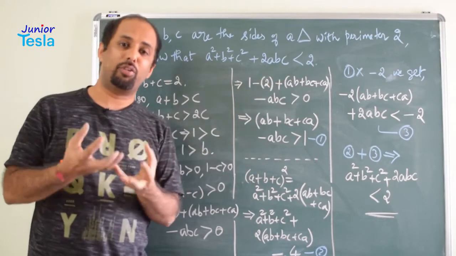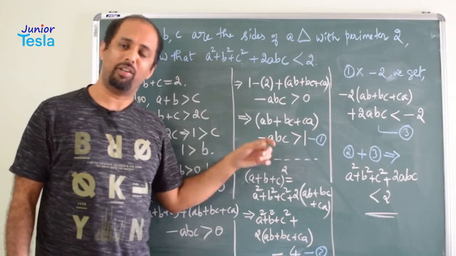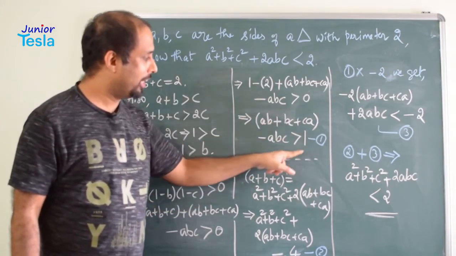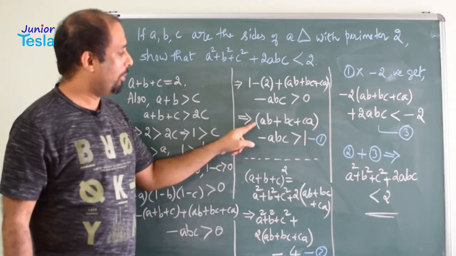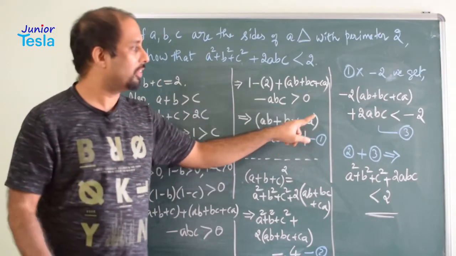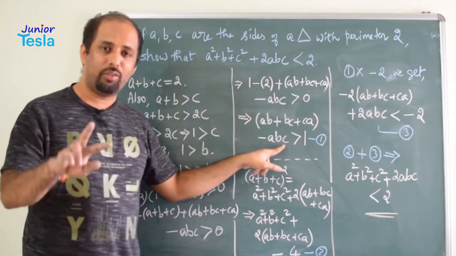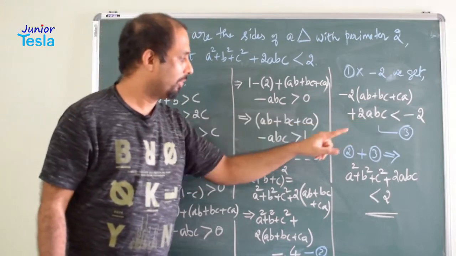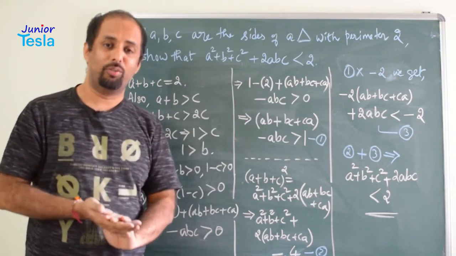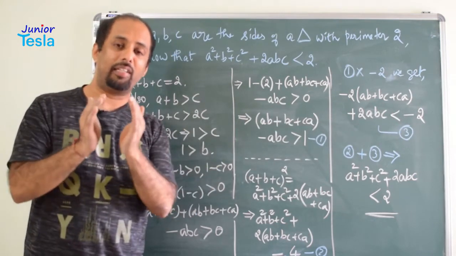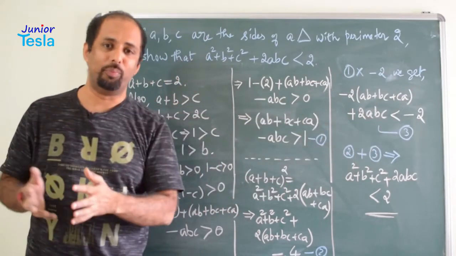So how can I get plus 2ABC from this? By multiplying negative 2 to this expression. So let us do that. Let us multiply negative 2 to this inequality so that you will get this. So AB plus BC plus CA into negative 2, which is equal to negative 2 times this, then minus ABC into negative 2, which is equal to plus 2ABC, and the inequality sign gets reversed. Whenever you are multiplying a negative term to either side of the inequality, the sign gets reversed. So here greater than 1 has become less than negative 2.